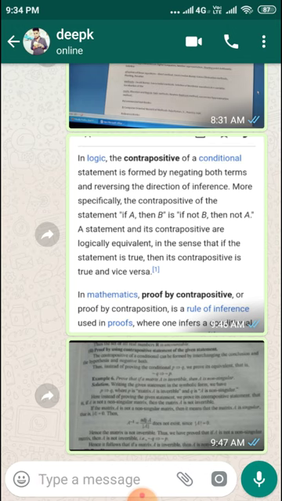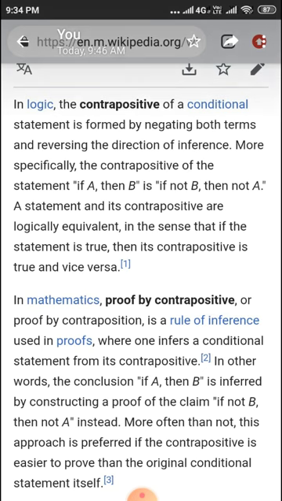Session of today is proof by contrapositive statement. In logic, the contrapositive of a conditional statement is formed by negating both terms and reversing the direction of inference. More specifically, the contrapositive of the statement "if A then B" is "if not B then not A".